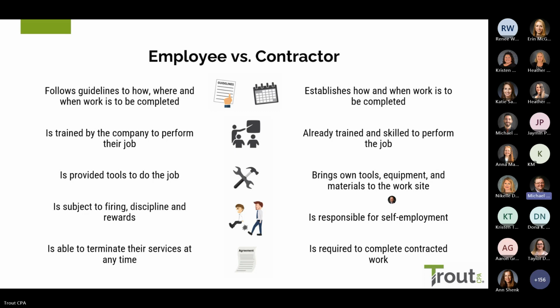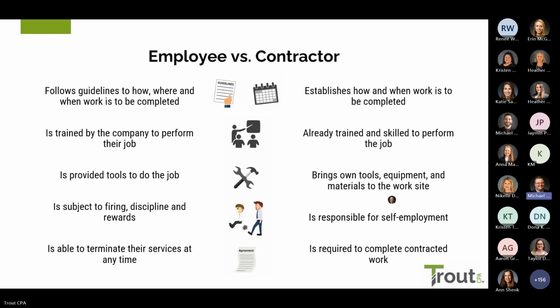An employee is trained by the company to perform their job, whereas it's expected the contractor is already going to be self-trained and self-skilled to perform whatever job they're being hired for. An employee is provided the tools to do their job by the employer, whereas the contractor is expected to bring their own tools, equipment, and materials to the work site.